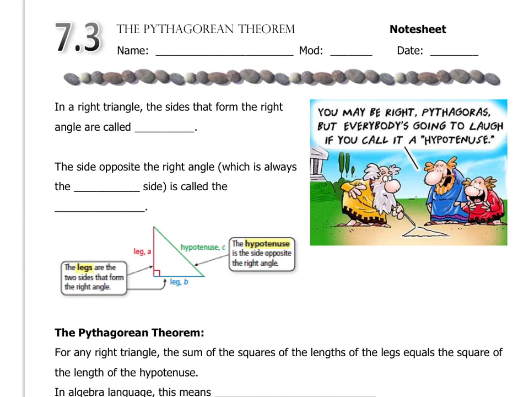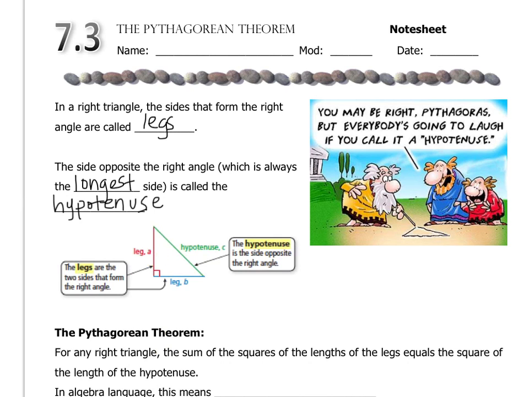In a right triangle, the sides that form the right angle are called the legs, and those were the two things that Pythagoras was squaring. The side opposite the right angle, which is always the longest side, is called the hypotenuse. Please spell it correctly. And so that was the relationship that he figured out.